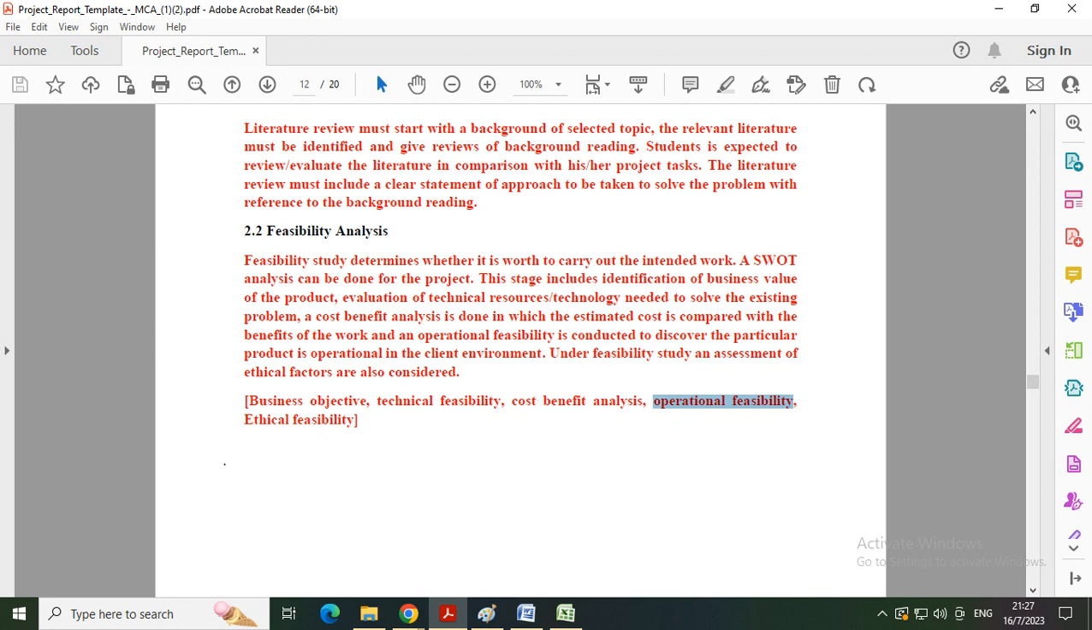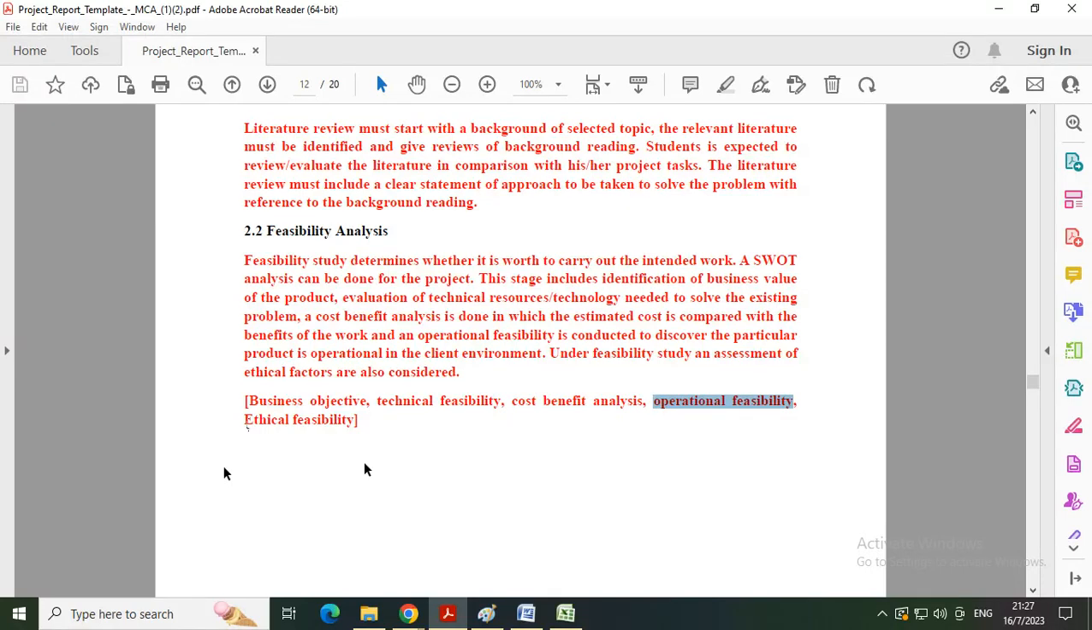Next is ethical feasibility. You can search Google for the points in ethical feasibility, meaning how ethical your project is. You have to specify some points in it.